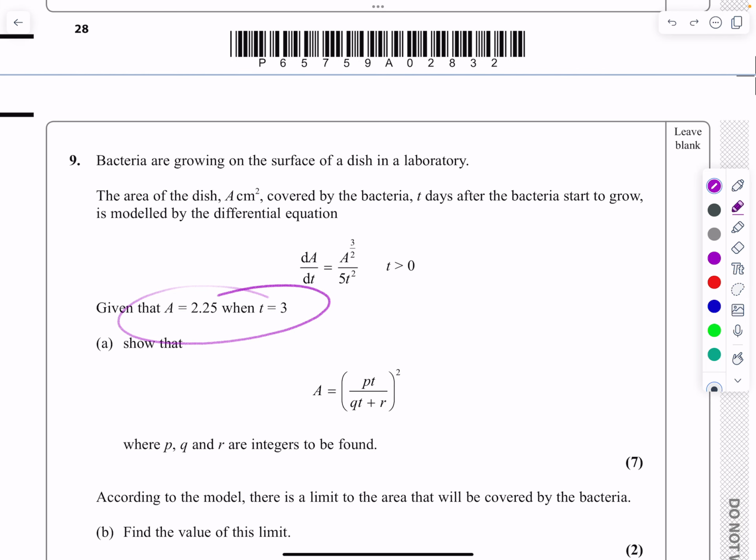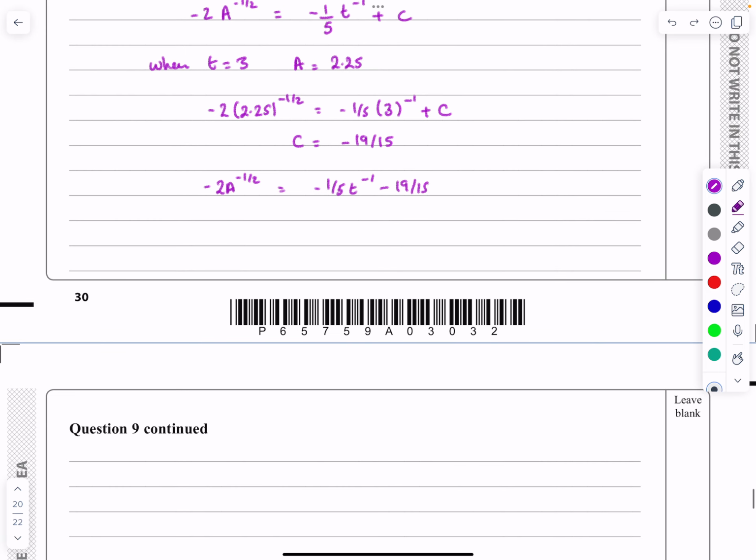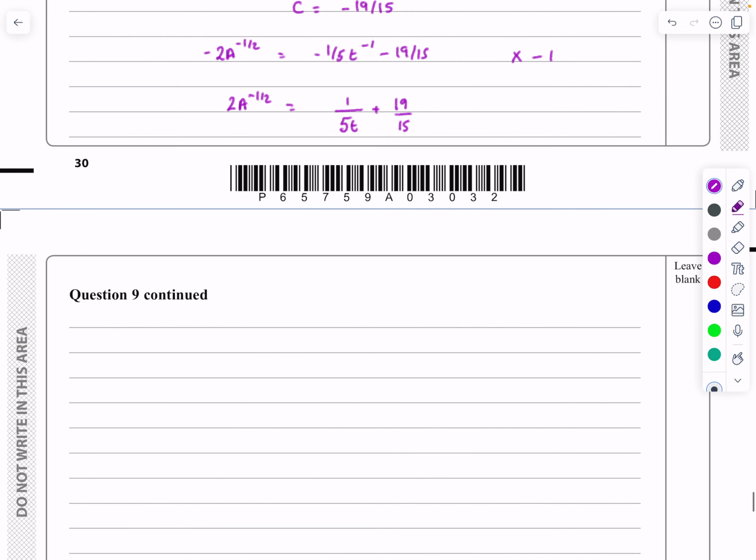Let's just see what we can do to tidy these things up. Well, first thing I can do is multiply everything by minus 1. Multiply everything by minus 1, I get 2a to the minus a half is equal to, let's tidy that up, 1 over 5t plus 19 over 15. Right, I can see a way of tidying this up and getting this sorted out now then.